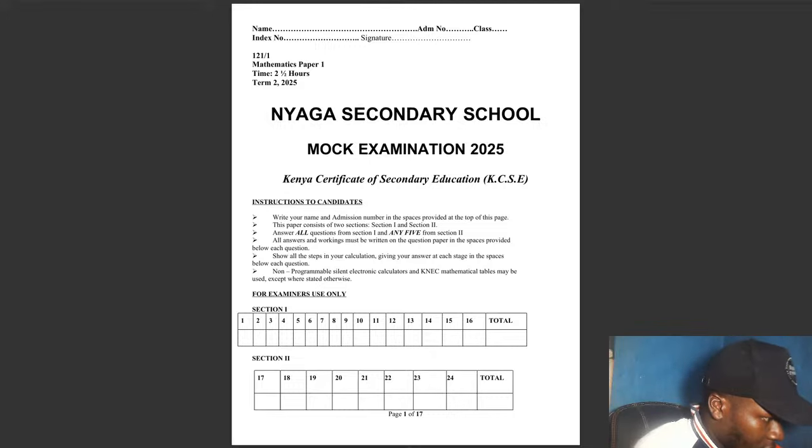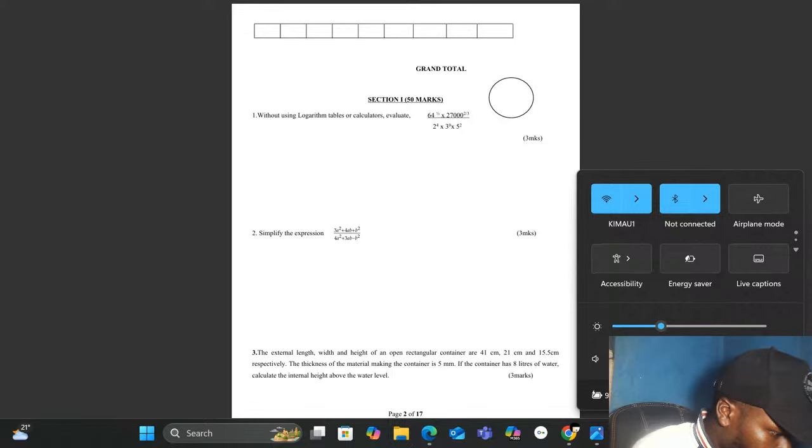Question 1 reads: without using logarithm tables or calculator, you evaluate. That is 64 power a half, times 27,000 raised to 2 power 3, and then we divide by 2 power 4.